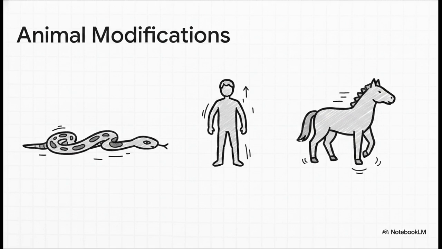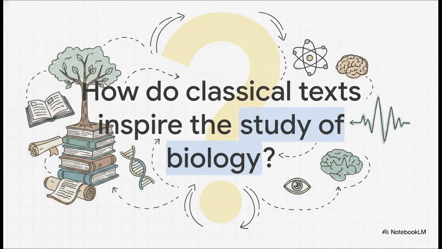So as we wrap up, I want to leave you with a thought-provoking question based on what we've seen today. How do educational texts use historical and philosophical writings to inspire the ongoing study of biology? We've seen firsthand how this textbook doesn't just list dry facts. It uses cultural and classical touchstones to spark curiosity, actively encouraging students to think over the possible scientific ways our complex world came to be.